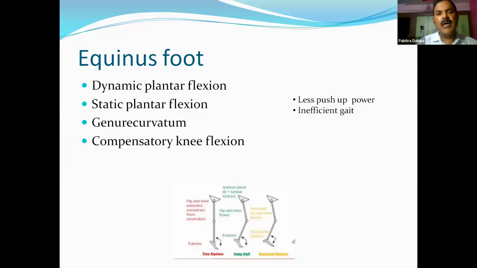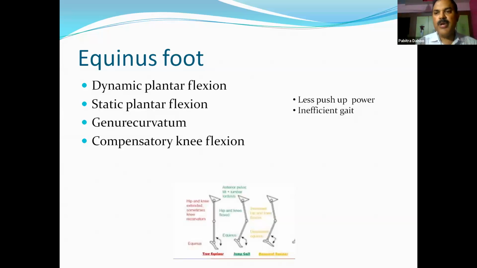This is decided by where your ground reaction force is coming. If your ground reaction force, because of equinus, is going anterior to the knee joint, it will go to recurvatum. If it is going behind the knee joint, then it may go to flexion. And flexion of the knee because of equinus is because of the relative lengthening of the foot. The other problem is that there will be inefficient propulsion.